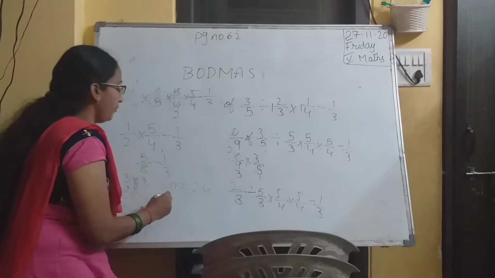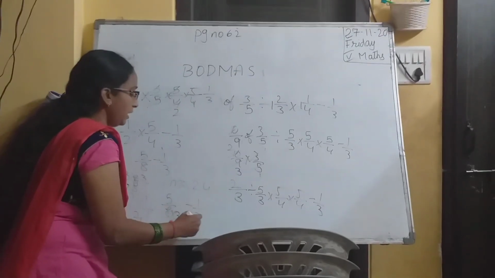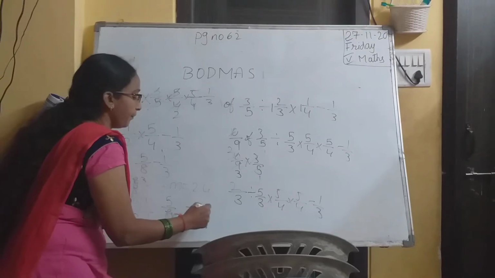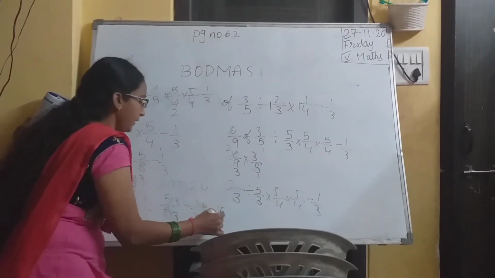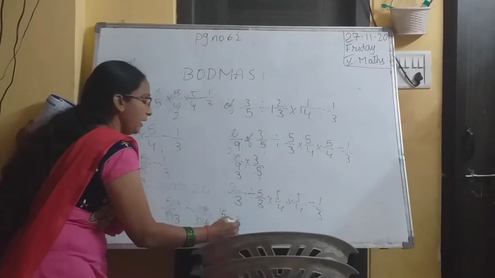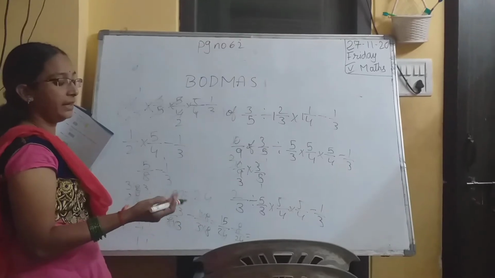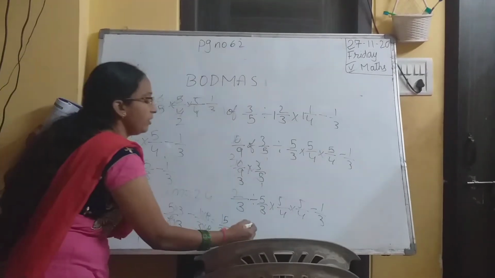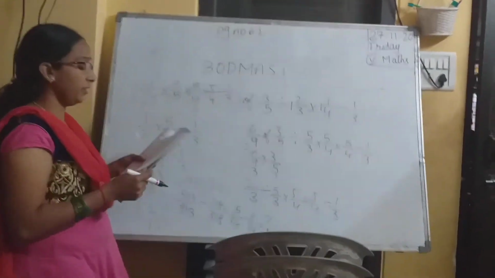Now 5 by 8 into 3, minus 1 by 3 into 8. 5 3s are 15 by 24 minus 8 by 24. 15 minus 8 children. 9, 10, 11, 12, 13, 14, 15. That is 7 by 24 is your answer children. Okay, followed? Like this you are going to solve.